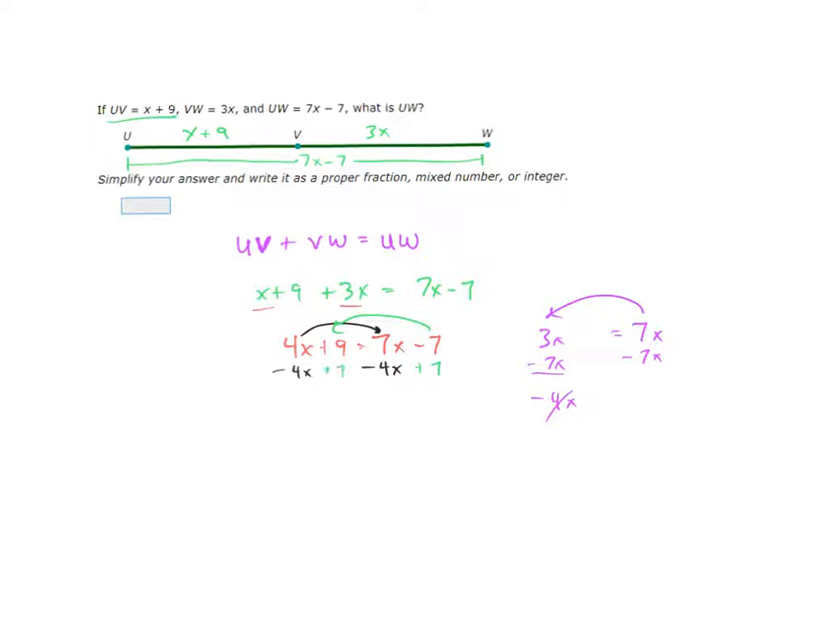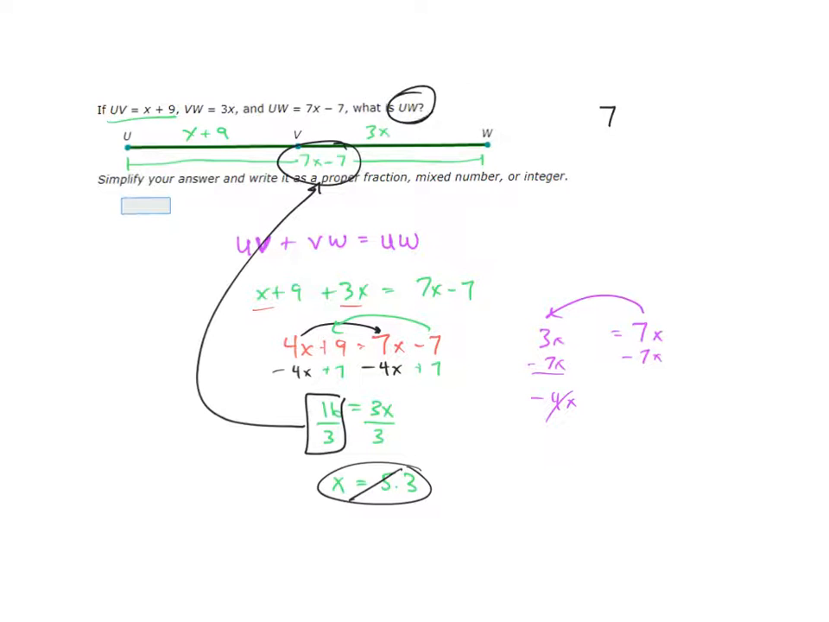Plus 7, 16 is equal to 3x. Divide by 3. x is equal to 16 divided by 3, which is 5.3. Well, they want you to write it as a proper fraction, mixed number, or integer. So in this case, the decimal is out of the picture. We've got to stick with 16 over 3. And if they're plugging into 7x minus 7, there's going to be some fraction work we have to put together here. So we're plugging this 16 over 3 into UW. That's what they want.